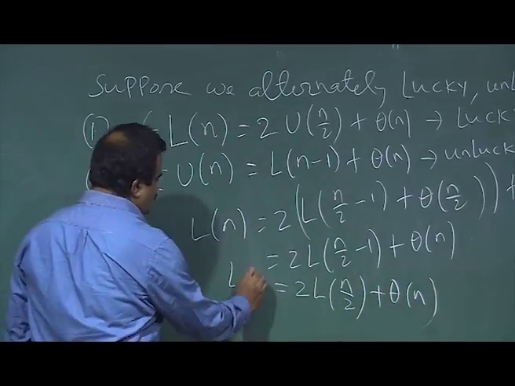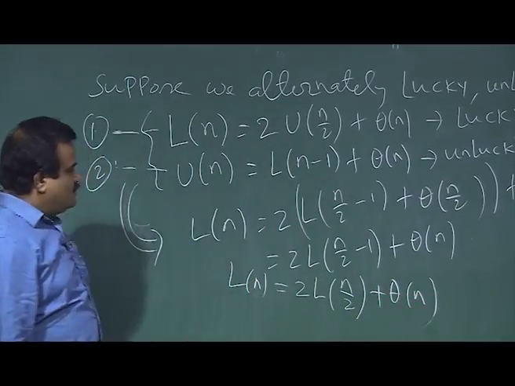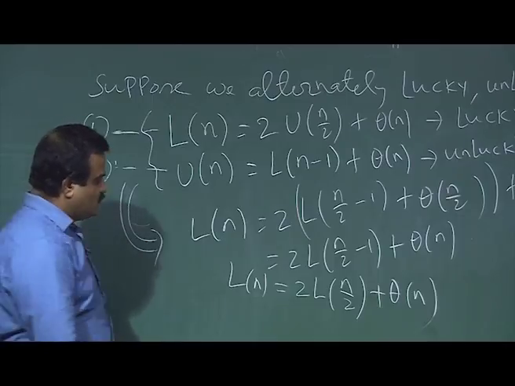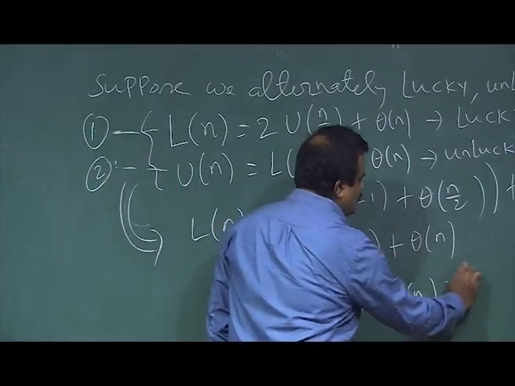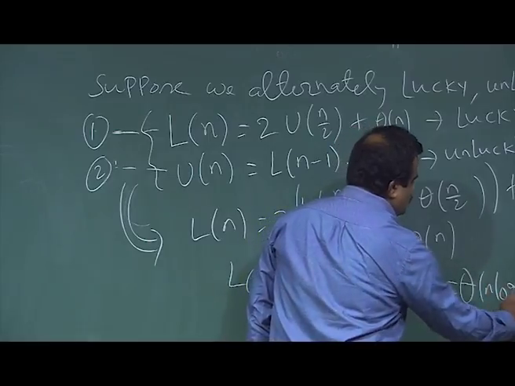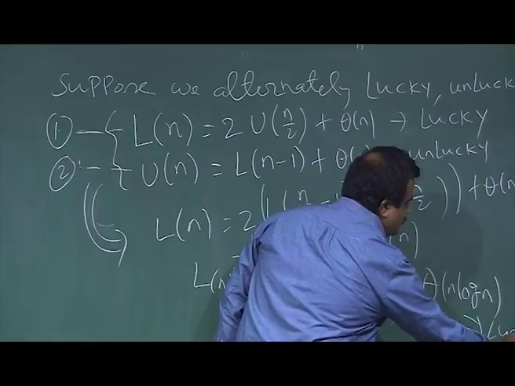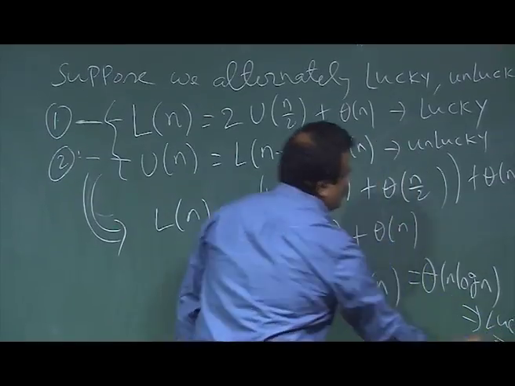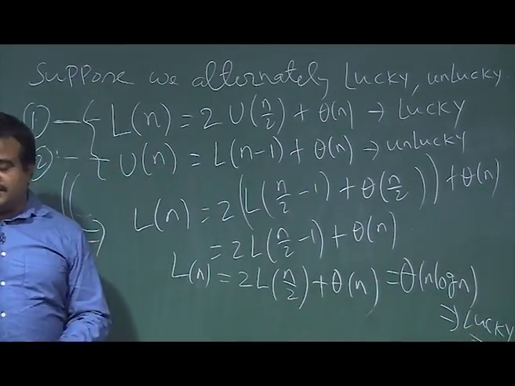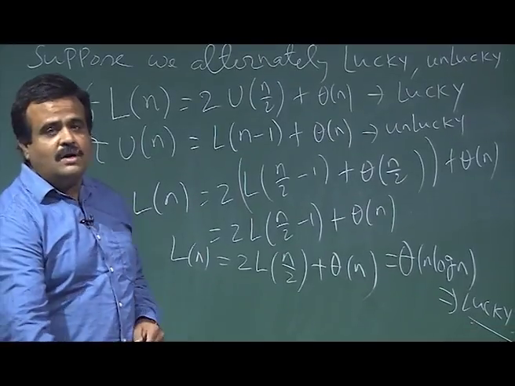So this is basically our L of n, the recurrence for time complexity. This will give us a solution of order n log n. So lucky case. So this is lucky day. So we are lucky. So this is the observation.